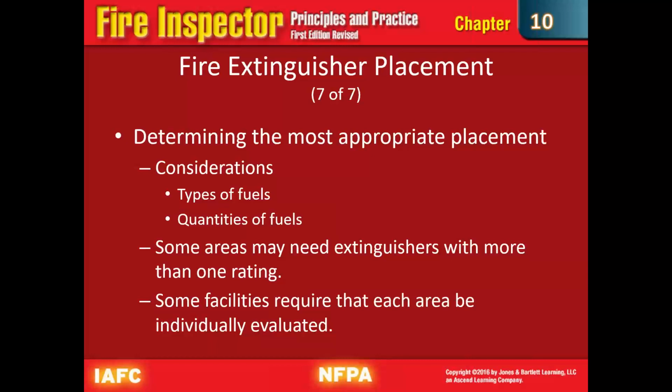But we want to make sure that we're considering the type of fuel and the amount whenever we're determining the most appropriate type and placement. Some areas are going to need extinguishers with more than just the one single rating. Most commonly you're going to find the ABC extinguisher, which covers your three main hazards. And if it's a facility that has an area where there is a risk, maybe it's a machine shop where they're working with different types of flammable metals, it would be important to have a Class D extinguisher there.